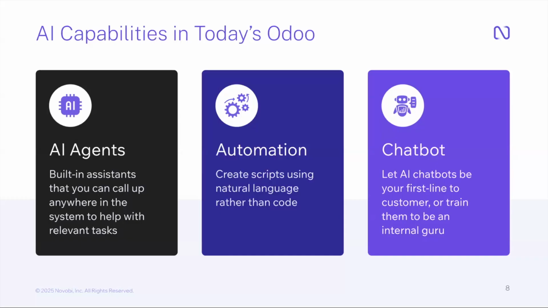Automation, where we use natural language processing to help eliminate the need for programming to automate things. And chatbots, which I guess everyone is familiar with by now, where AI is utilizing its internal knowledge to answer some questions. So let's start the video.